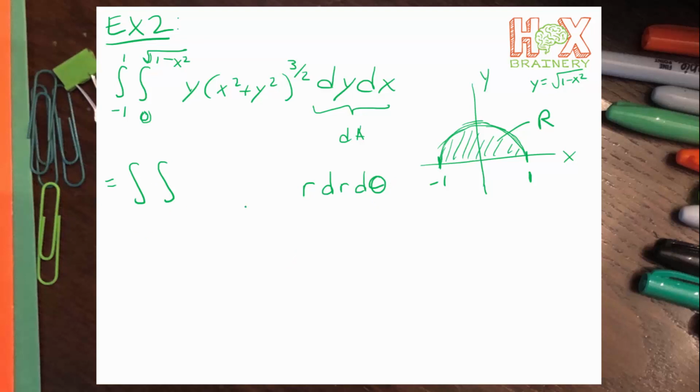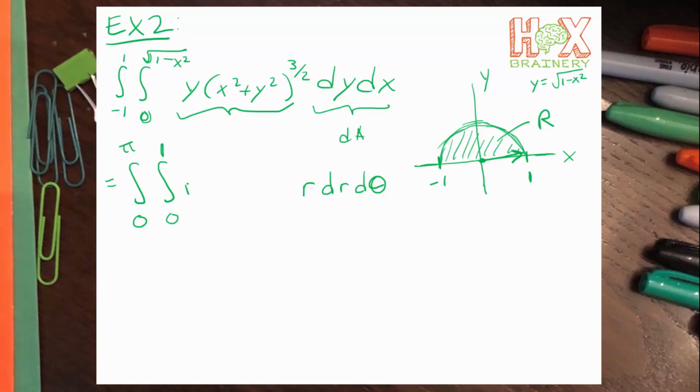Okay, r is going from 0 to 1, because that's the radius. And then theta, the angle, is going from 0 to pi. That gives us basically the top half of a circle centered at 0 with radius 1. Now I have to figure out how to take this integrand and convert it over. You could do some scratch work on the side if you have to.